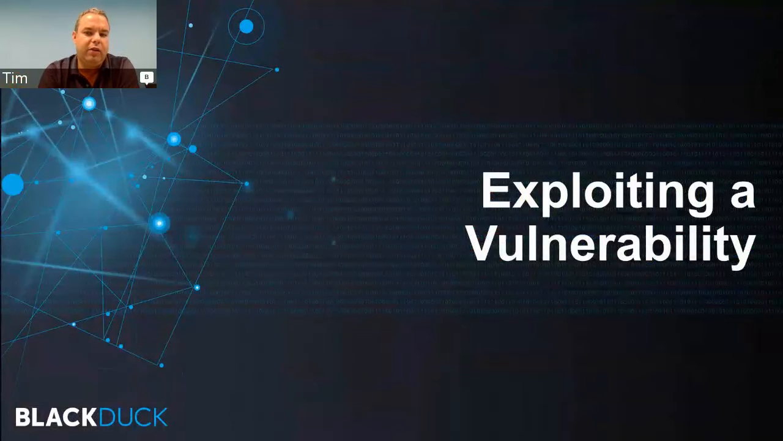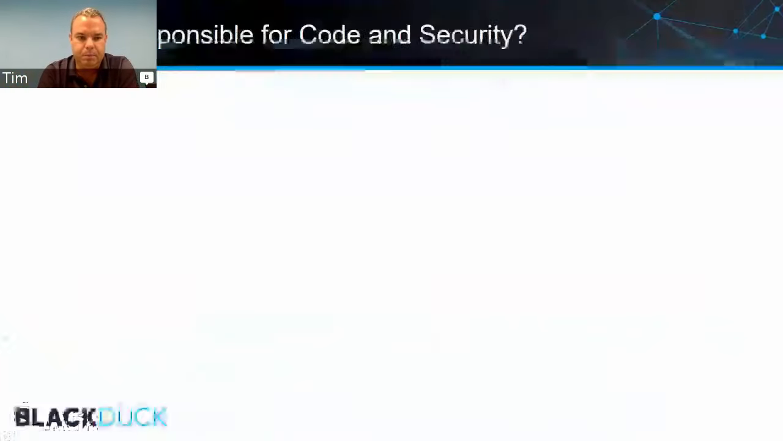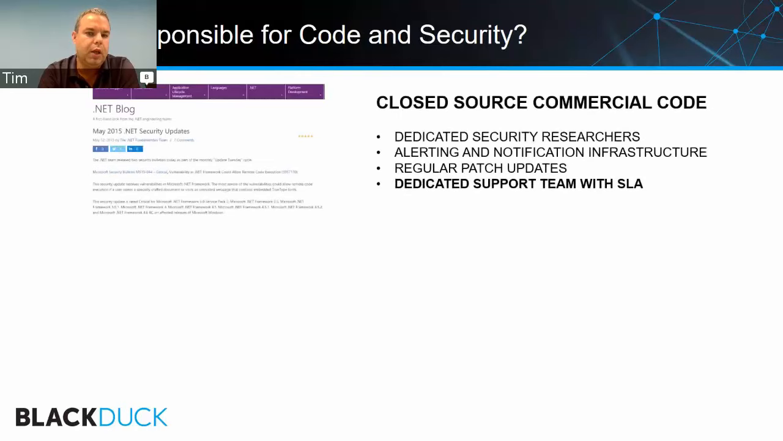With that as a backdrop, let's look at how a vulnerability can be exploited. First and foremost, we need to look at who's responsible for code and security. If we're in a commercial environment and it's a closed source world, or a highly managed commercial software operation, there will be periodic security updates. In the world of Microsoft, that's become known as Patch Tuesday. That environment has a dedicated support team with their own SLA. They've got their own dedicated security researchers who are focused on their products and the exploitability of their products and the things that are built out of them. They have all of the notification infrastructure in place to make this work in a very seamless fashion.